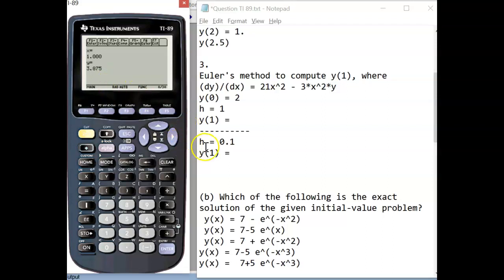So the smaller the step size is, the more steps we have to take in order to reach our desired x value. And also, the numerical solutions are much more accurate the smaller the step size is.